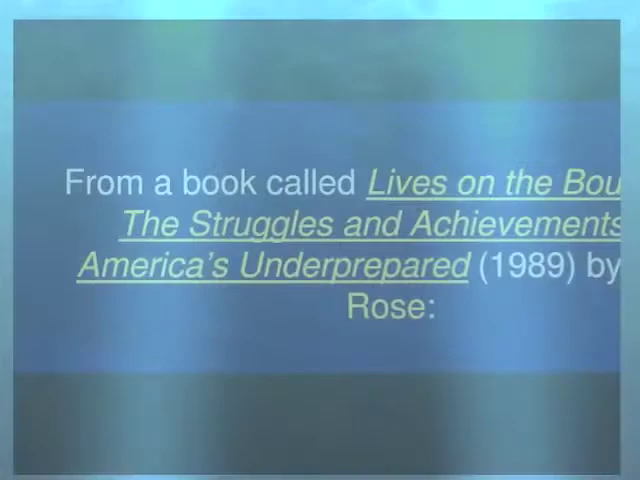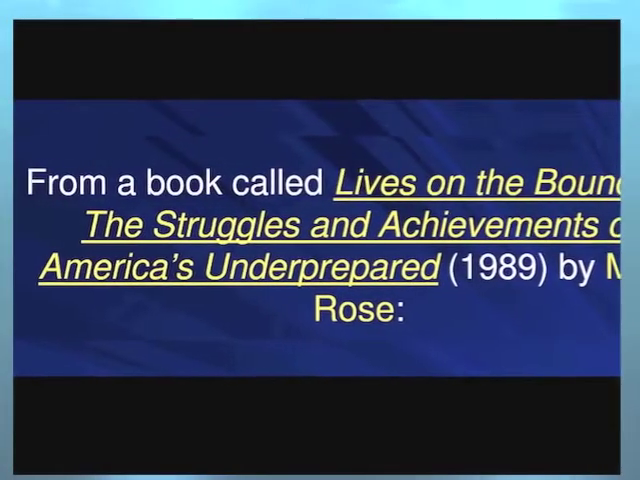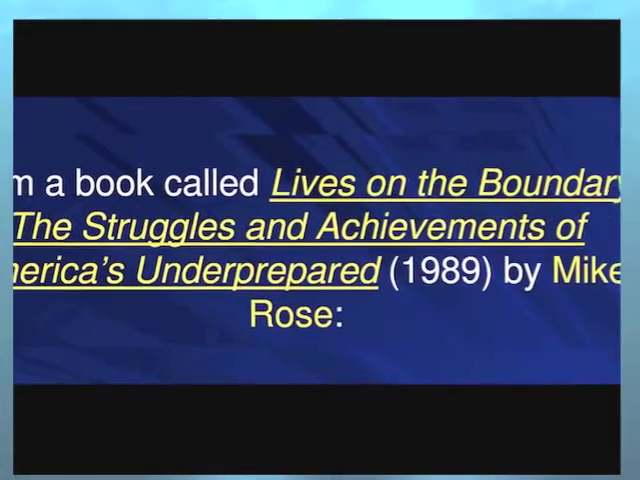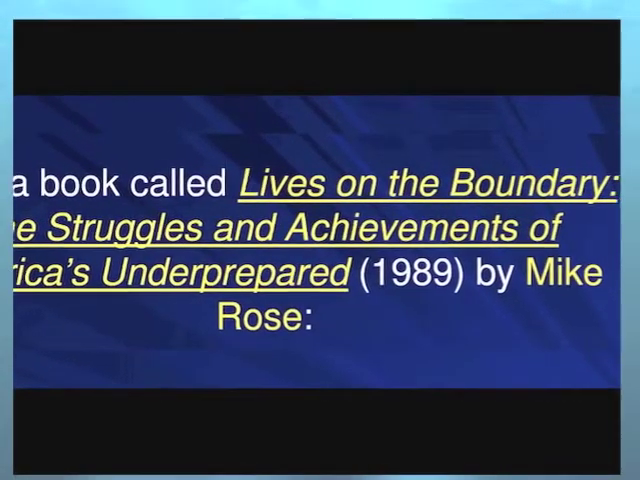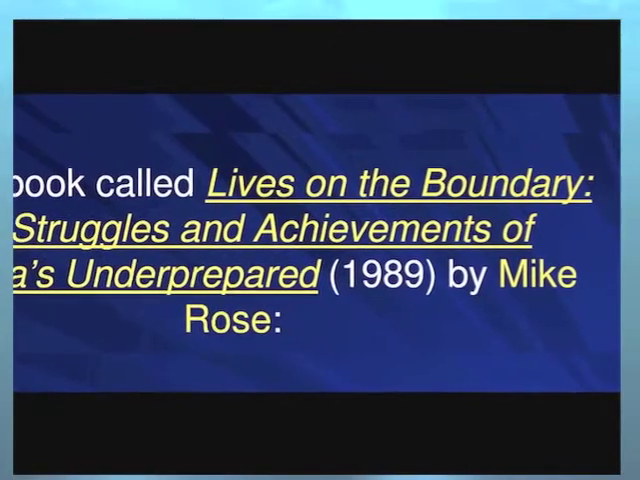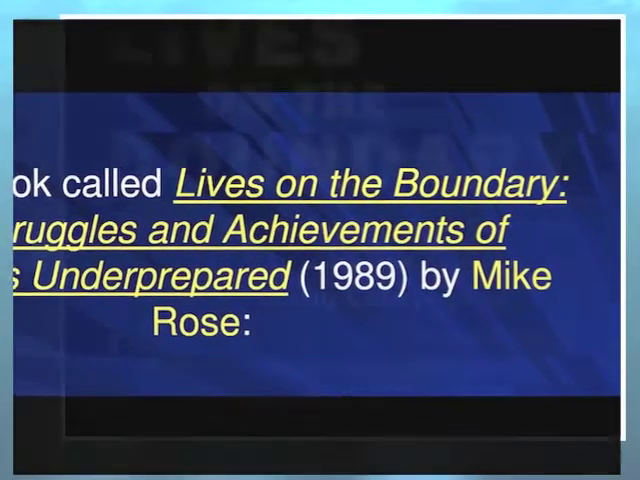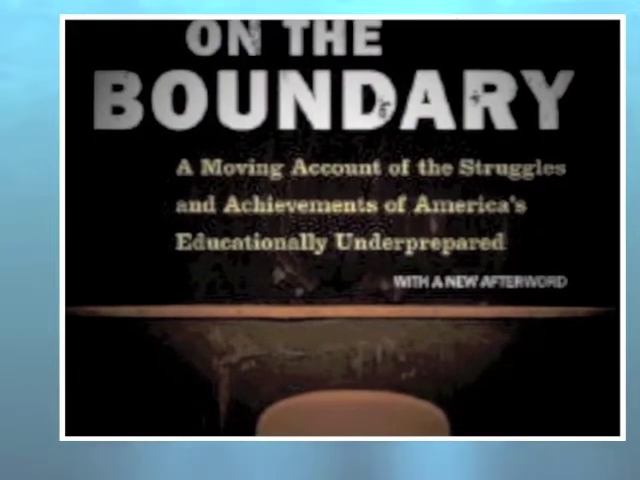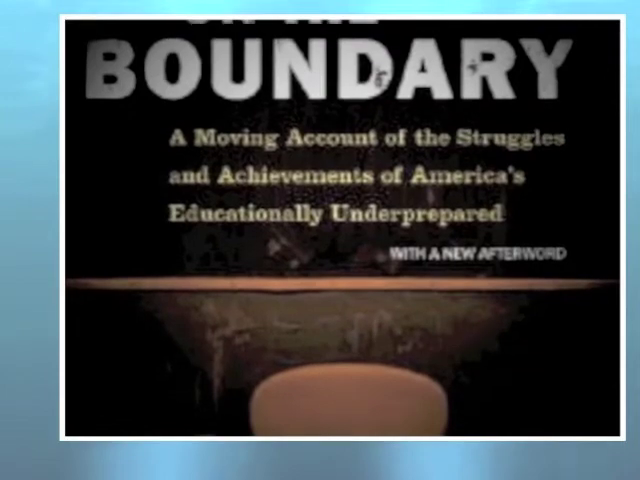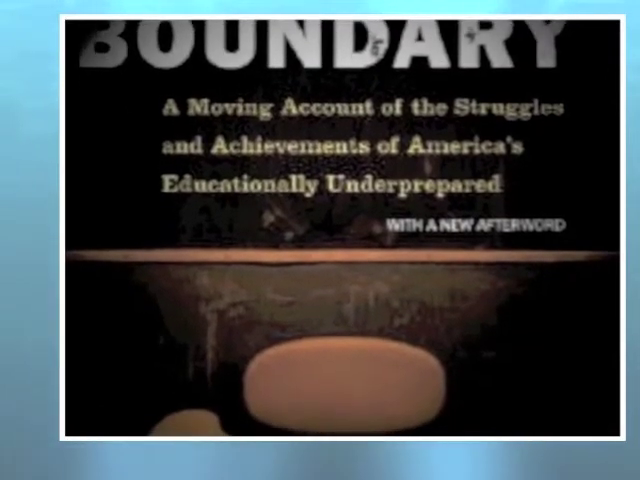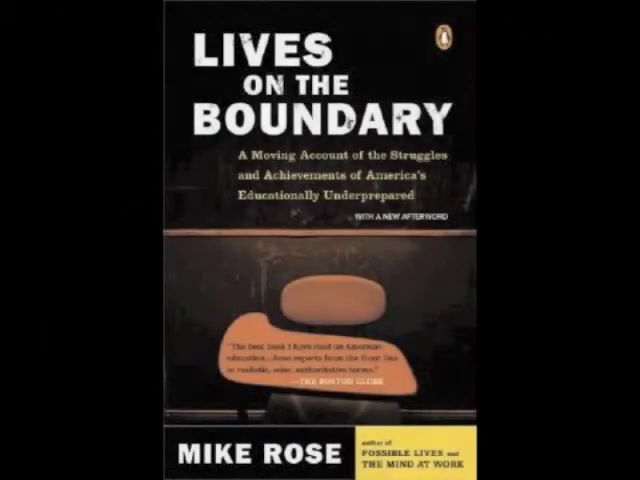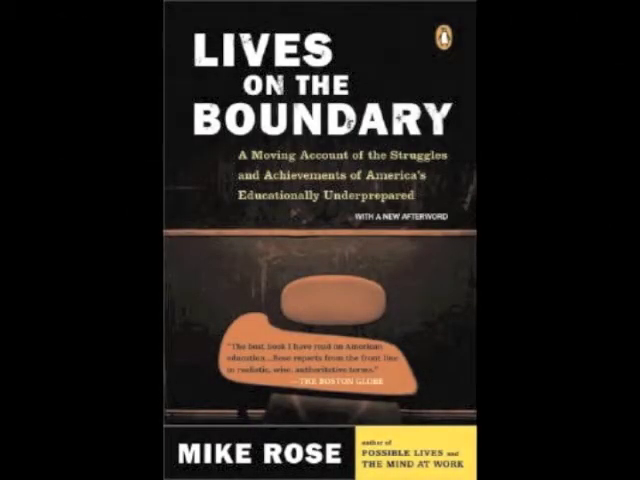Okay, so the final slide that you'll see is a quotation from Lives on the Boundary, The Struggles and Achievements of America's Underprepared. It's an older book. It's from 1989, but I really do like this book. It's by Mike Rose, and he's written quite a bit about working class lives, and he's written about his own experience in the classroom, in the community college setting, in university, and his own experience as a teacher of basic skills students who in 1989 were called remedial students.